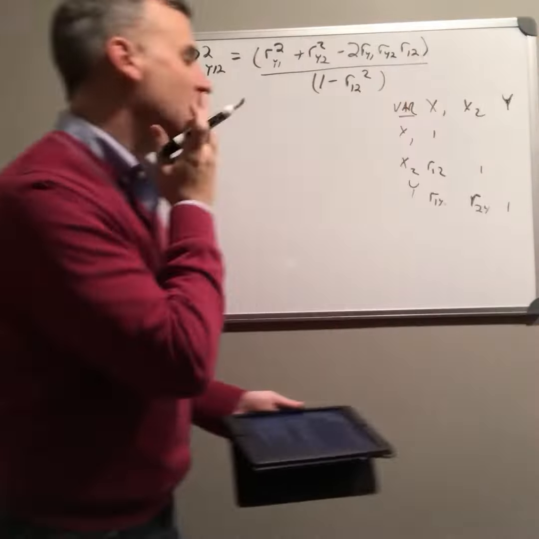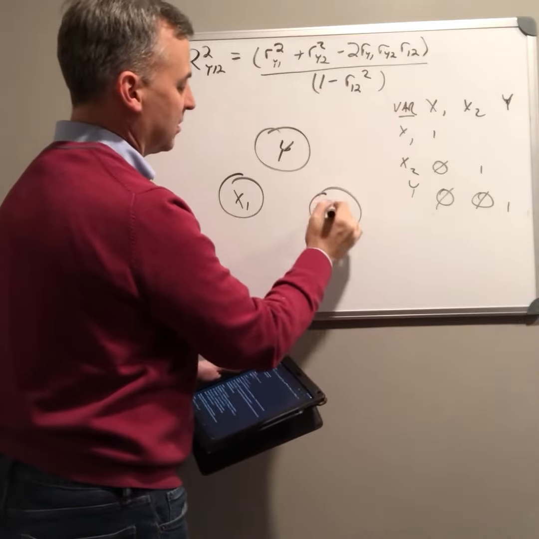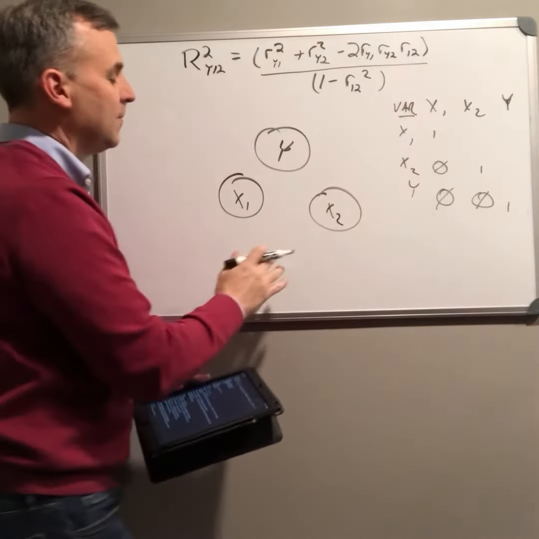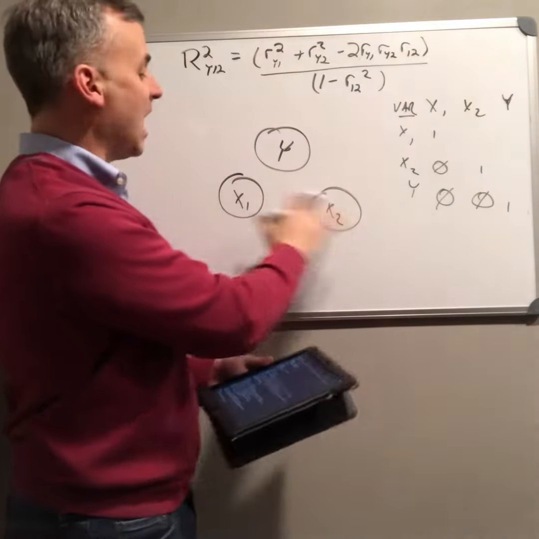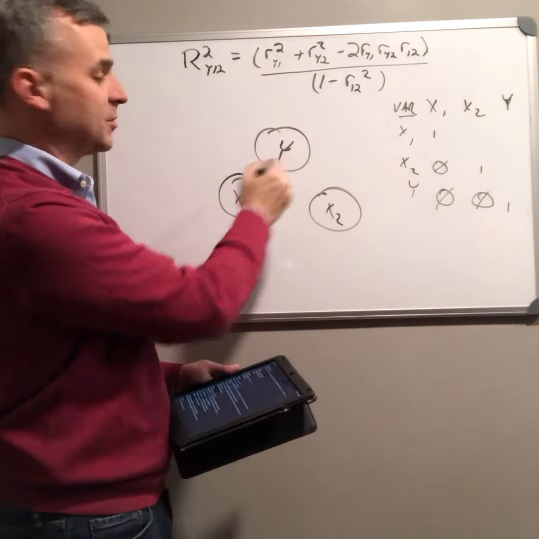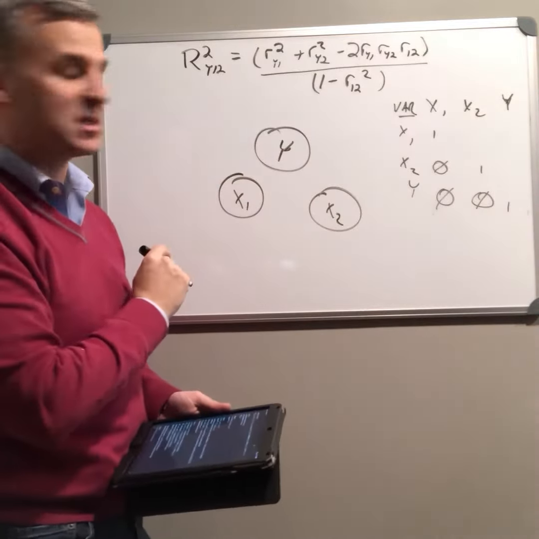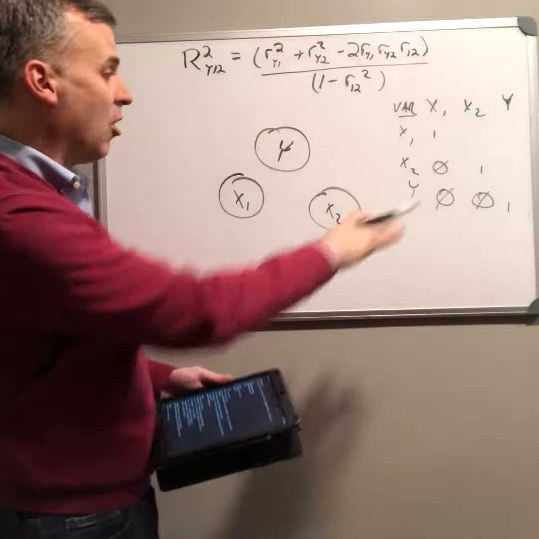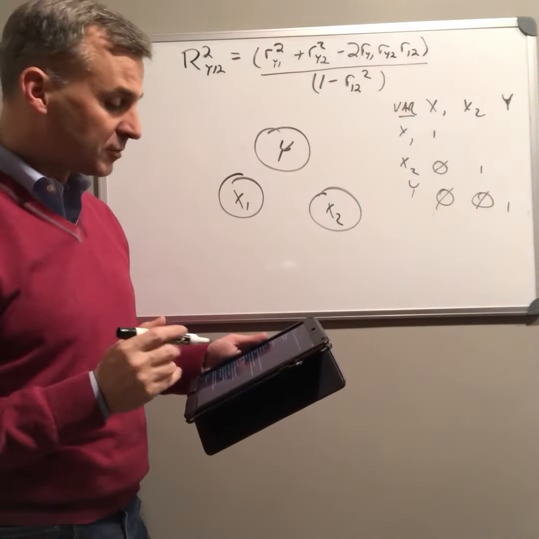We could diagram this so that this is the variance in y, this is the variance in x1, this is the variance in x2, and none of the variance in either of our predictor variables helps explain any of the variance in our outcome variable. They are all completely independent from each other.